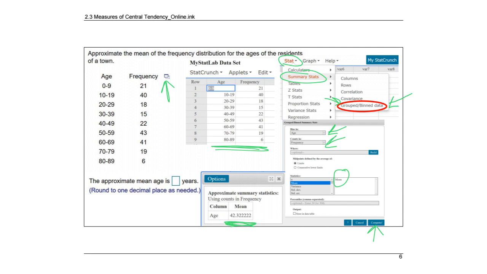Otherwise, we would have had to go all the way down. We would have to find the midpoint for every single one, multiply the midpoint times the frequency, add those all up. It would be craziness. So we are very happy we have StatCrunch. Let's see, we want one decimal place. And so the mean is 42.3.